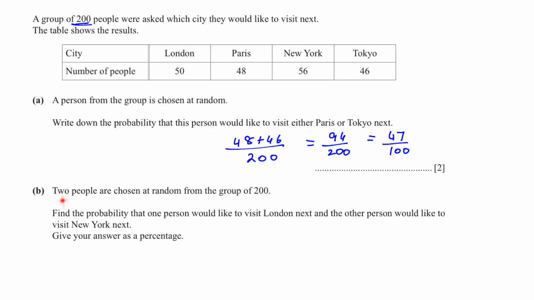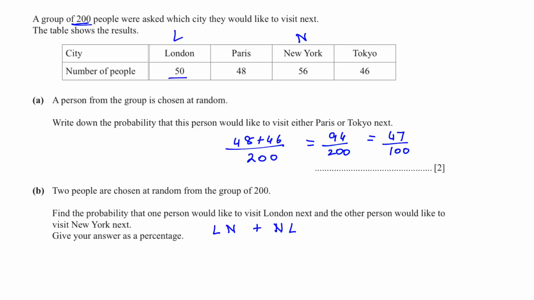Part B. Two people are chosen at random from the group of 200. Find the probability that one person would like to visit London next and the other person would like to visit New York next. Give your answer as a percentage. So it could be that the first person chosen wanted to go to London and the second person wanted to visit New York. Just London is L, New York I'm putting as an N. Or it could be the other way around. The first person chosen wanted to go to New York and the second person London.